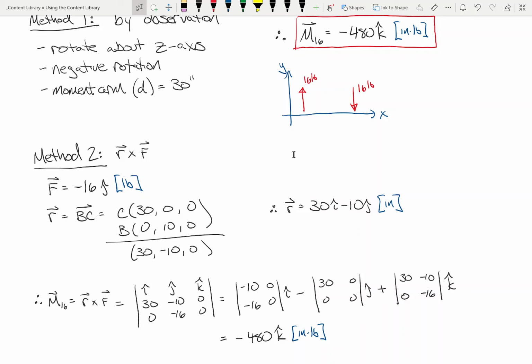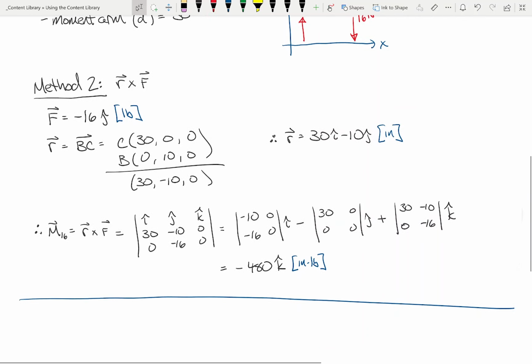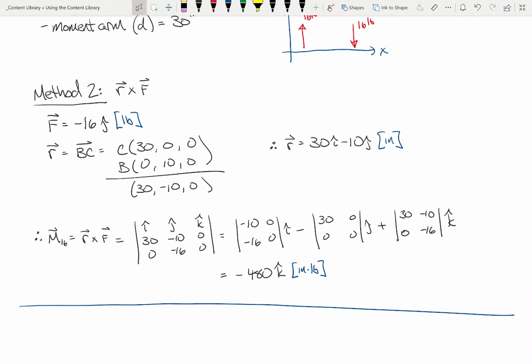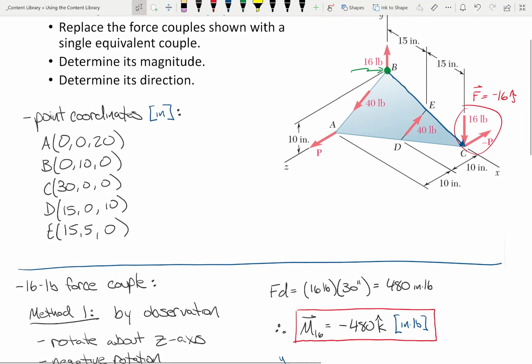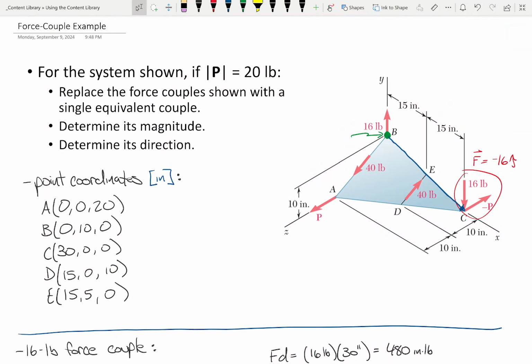Does that make sense to everybody? So that part shouldn't matter. Okay. Does that part make sense? Is that clear? Okay. So let me ask you a question then. I've given you two methods to compute a force couple. Which method do you think would be easiest to do for this pair of P forces?